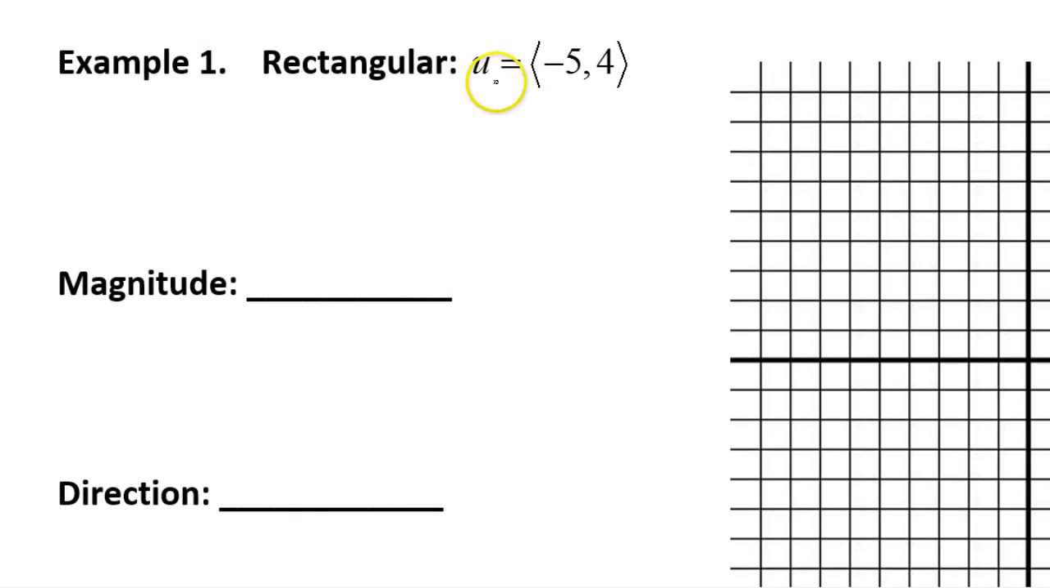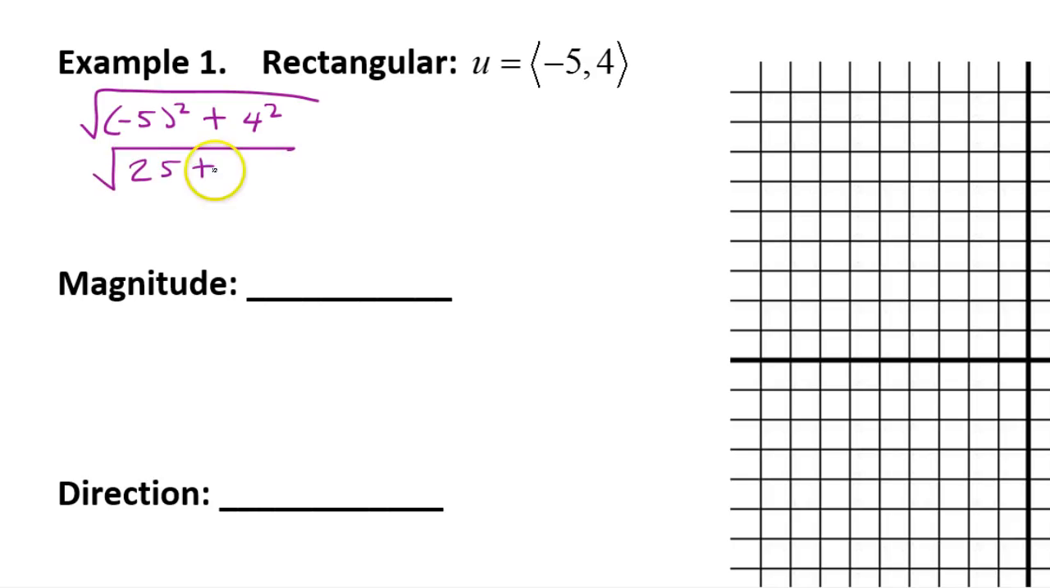So here we are given component form, aka rectangular coordinates. So if I want to find the magnitude, I can just do the square root of negative 5 squared plus 4 squared. So that's going to be the square root of 25 plus 16. So that's going to be the square root of, what is that, 41.